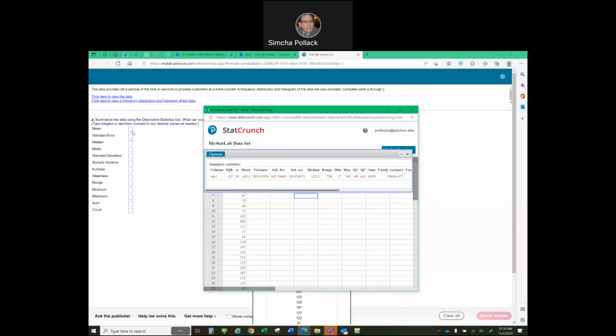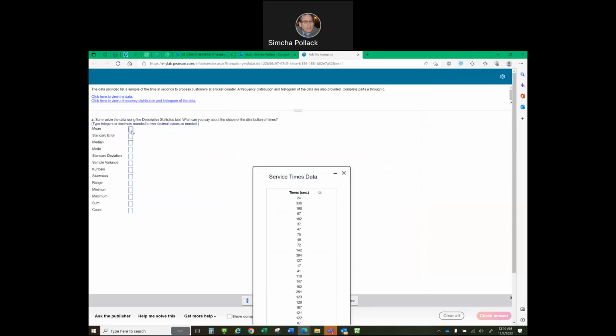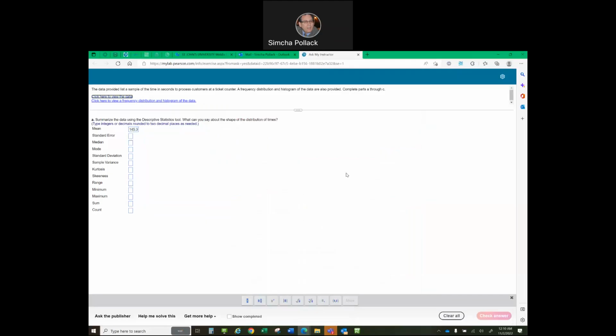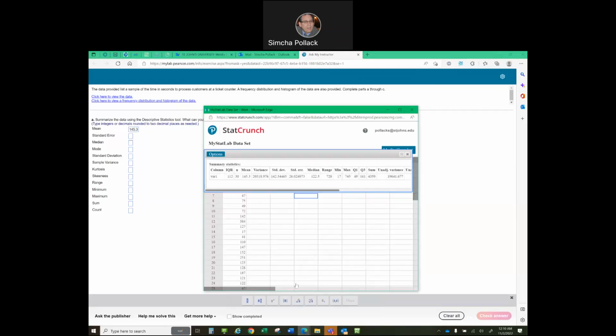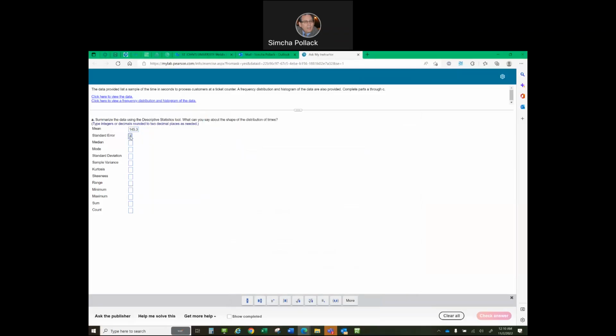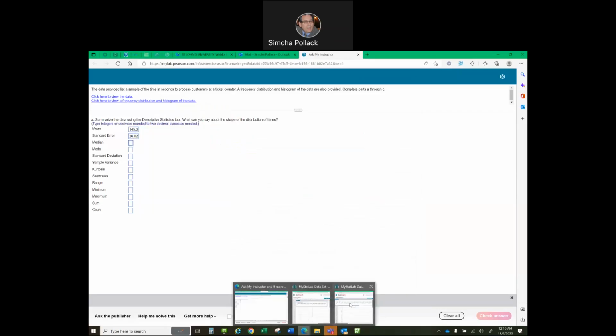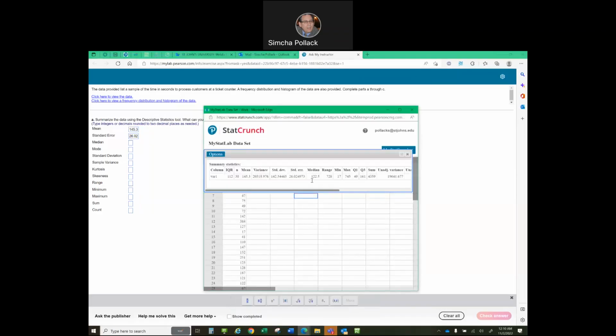So it's 145.3. Standard error is this thing here, 26.02. The median, which is the 50th percentile, is at 122.5.